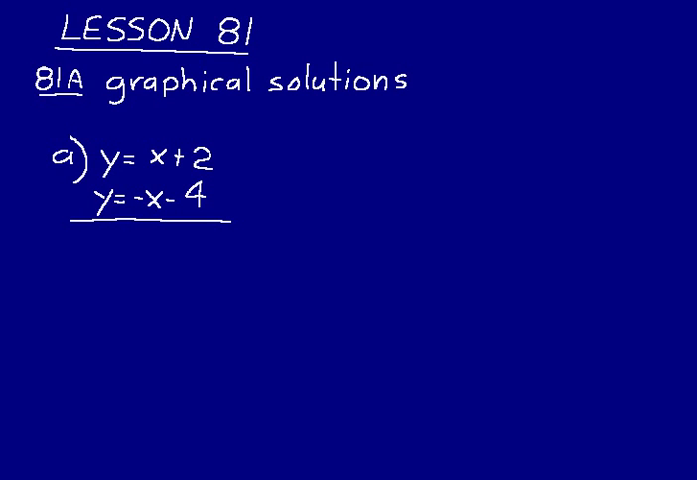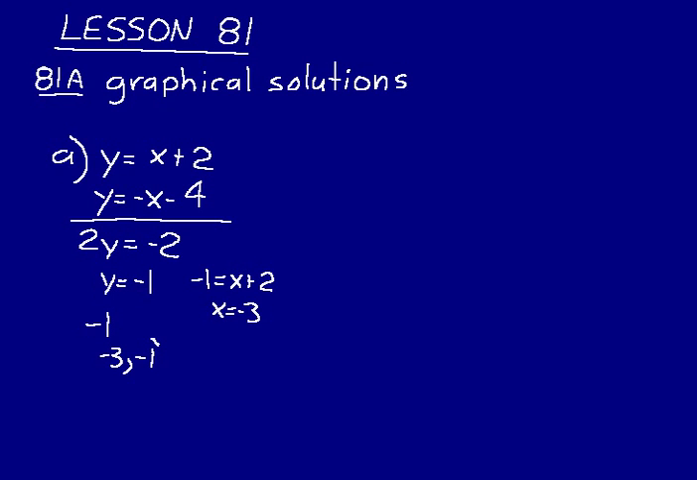It'd be real easy because we have opposites of x there and they would cancel out. So add the y's together and we have 2y is equal to -2. So y equals -1. And then if y is -1, let's just substitute back into the top equation. We'd have -1 equals x plus 2. And so x would be equal to -3. And so our ordered pair is going to be not -1 first, -3 first, -3, comma, -1. That will be our ordered pair.